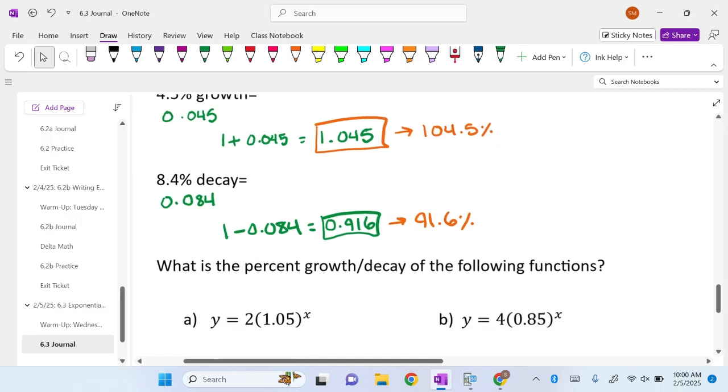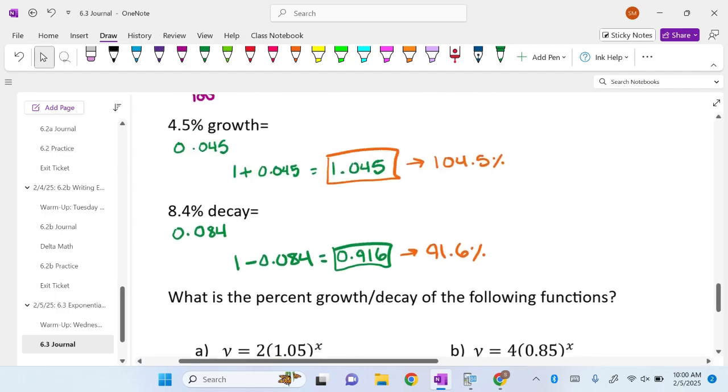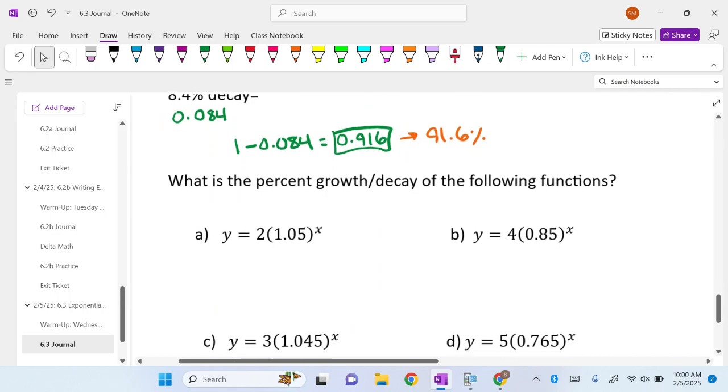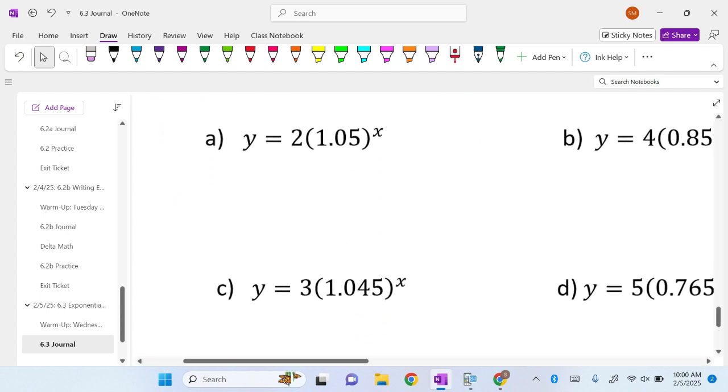All right. So now we're going to work backwards. Originally they gave us the percent growth or decay. Now they gave us the function and they want us to use the growth or decay factor, or the b value, to figure out the percent of growth or decay. So we're working backwards from where we started. Let's look at letter A. First off, is this going to be an exponential growth or decay? And how do you know?